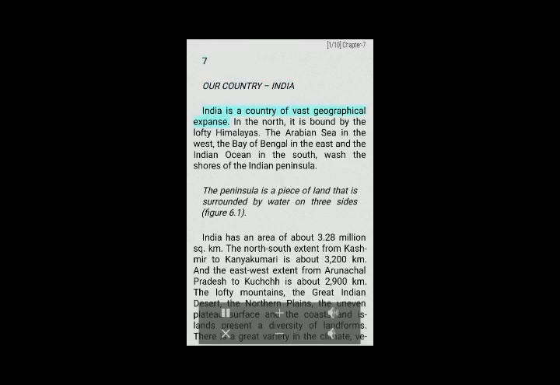Our country, India. India is a country of vast geographical expanse. In the north, it is bound by the lofty Himalayas, the Arabian Sea in the west, the Bay of Bengal in the east, and the Indian Ocean in the south wash the shores of the Indian peninsula. The peninsula is a piece of land that is surrounded by water on three sides, figure 6.1.